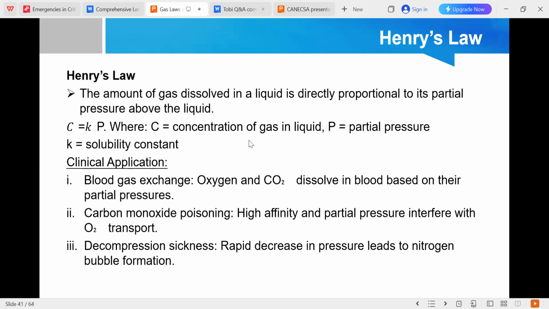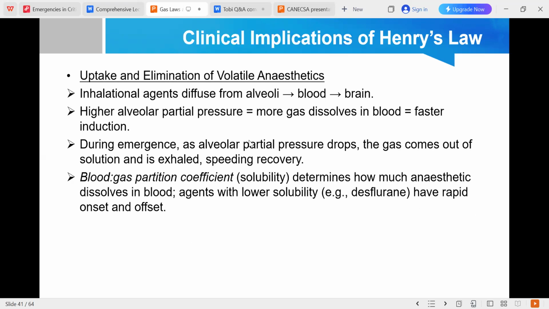Henry's law states that the amount of gas dissolved in a liquid is directly proportional to its partial pressure above the liquid. This explains uptake and elimination of volatile anesthetic agents. Don't forget that your inhalation agent diffuses from the alveoli to the blood, to the brain. So higher alveolar partial pressure means more gas dissolved in the blood, with faster induction. During emergence from anesthesia, alveolar pressure drops, and the gas comes out of solution, enhancing speedy recovery.